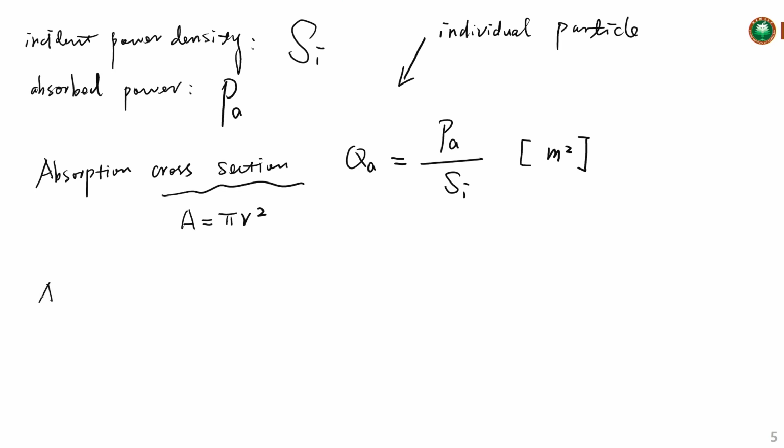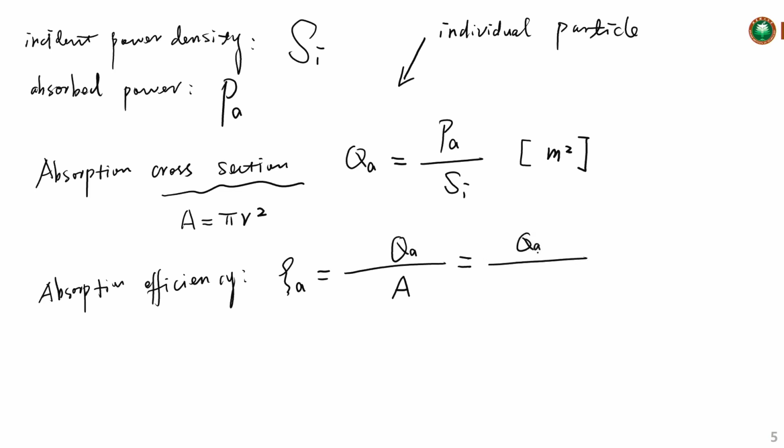Another parameter that is related to the absorption: we really want to have the efficiency, right? We use psi to represent that. Psi equals Q_A divided by the algebraic cross section. So it can be expressed as Q_A divided by pi r squared. This one. So this is for the absorption.